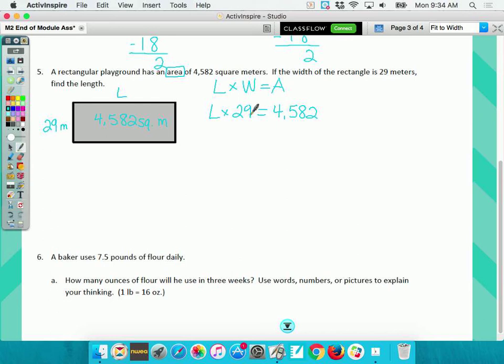Okay, so now how do I solve this problem? What am I going to do? You divide 4,582 and 29. Okay. What will I skip count by? 30. Write that down. Guess what? You'll get a point for skip counting too. 3, 6, 9. Remember, I'm recording, okay?